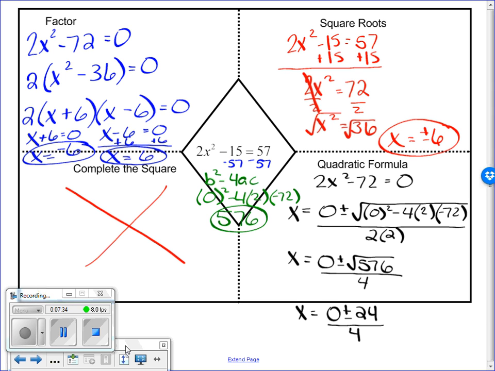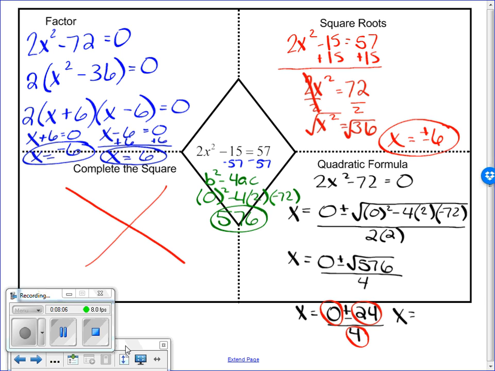No, it should be positive. Did you type in 0 squared minus, did you type the whole thing in? Oh, okay. All right, so 0 plus or minus 24 over 4. Divide all three numbers. I can divide them all by 4. Right, don't let the 0 throw you. Divide them all by 4.